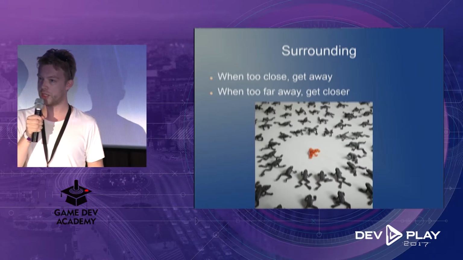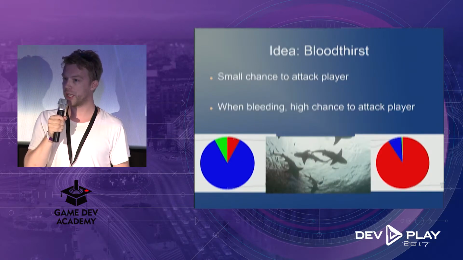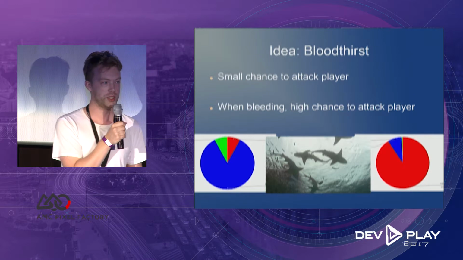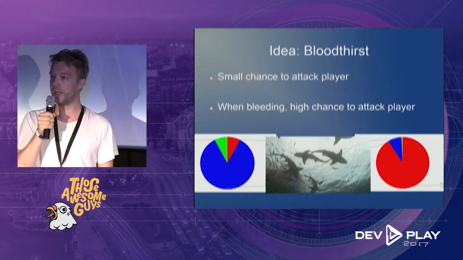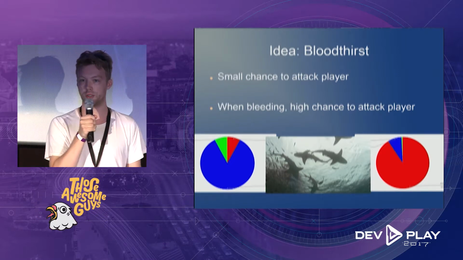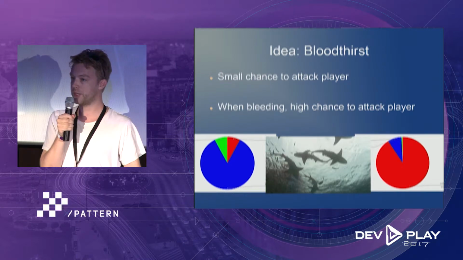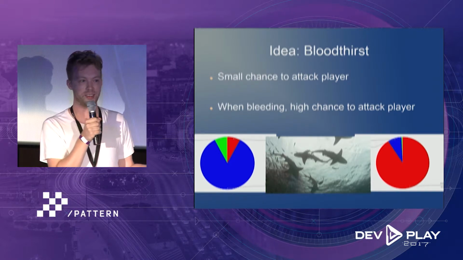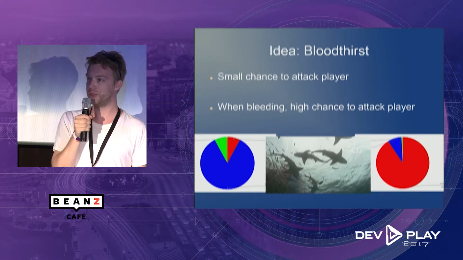Now, for example, a surrounding mechanic that I used in one of my games, it's literally one line of code. It says, come closer to the player. Unless you're too close, then go further away. Now, the beautiful thing about this, one line of code, and they will automatically surround you.